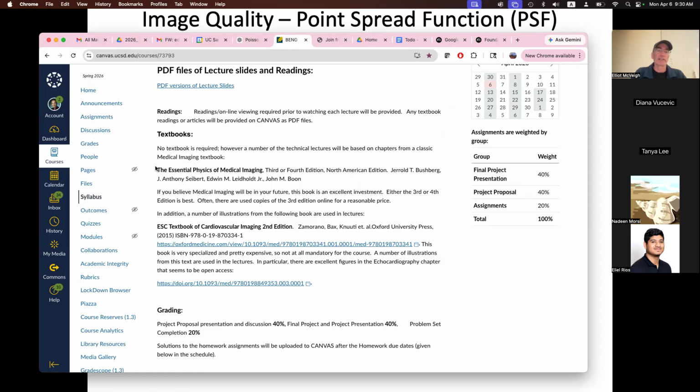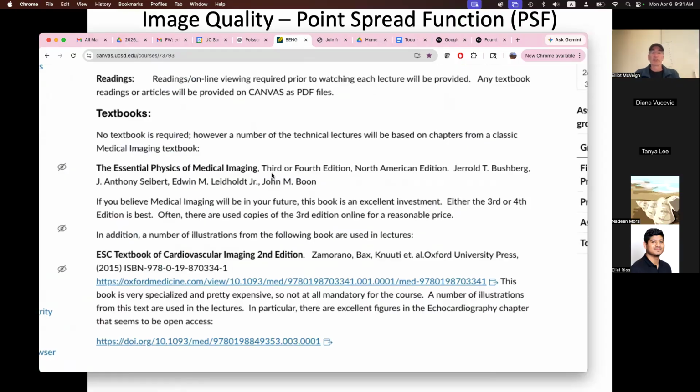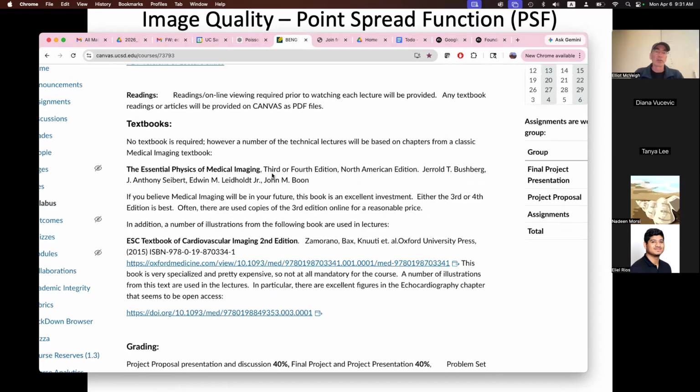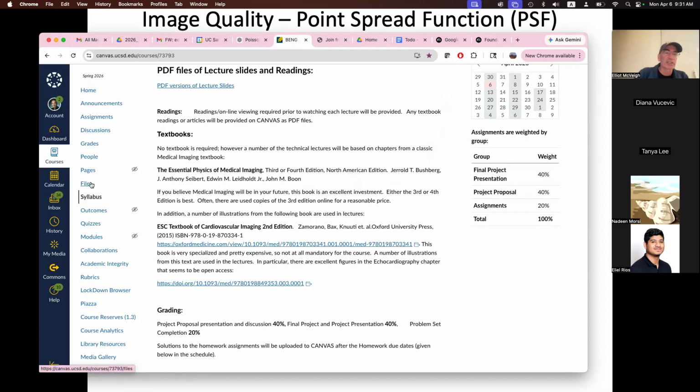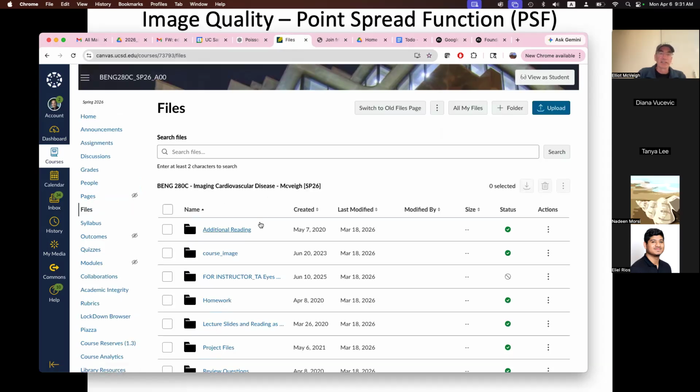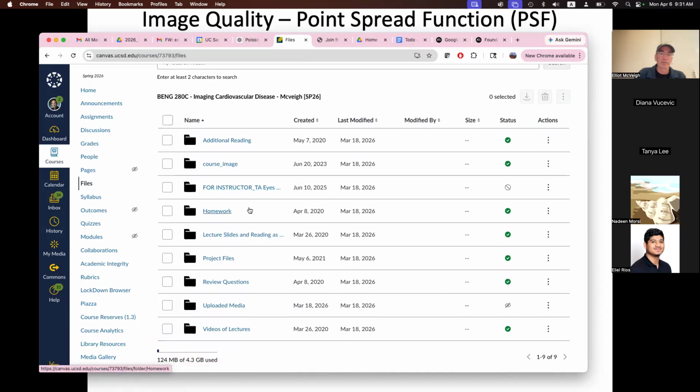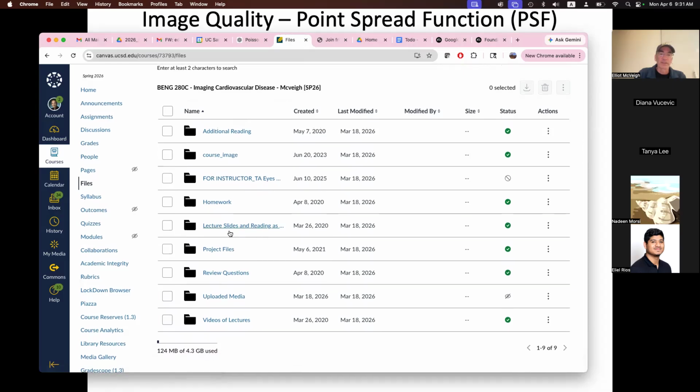I just wanted to reiterate that this book here, The Essential Physics of Medical Imaging, is a really good resource. A lot of the diagrams and explanations for what we're going to look at actually come out of this book. So I just steal them. And if there's a chapter you should read in that book, I put it in the files component. So I hope you've figured out that virtually everything is under files. And there's additional reading, the homeworks, the lecture slides and things like that are all under that rubric there.